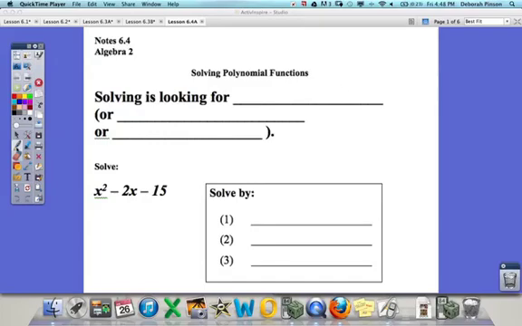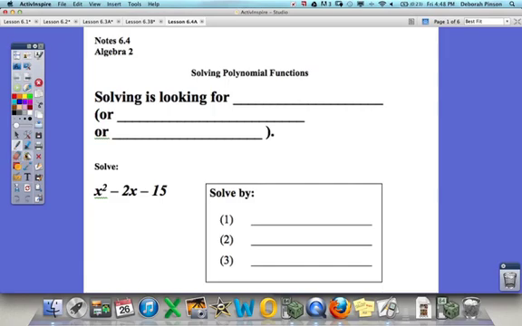So in this section and in the next couple of sections, we're going to talk about solving polynomials. We did this just a tad in the previous section. We're going to kind of continue on. Today, we're going to look at mainly one type of solving, and then we'll add on to that as we go.